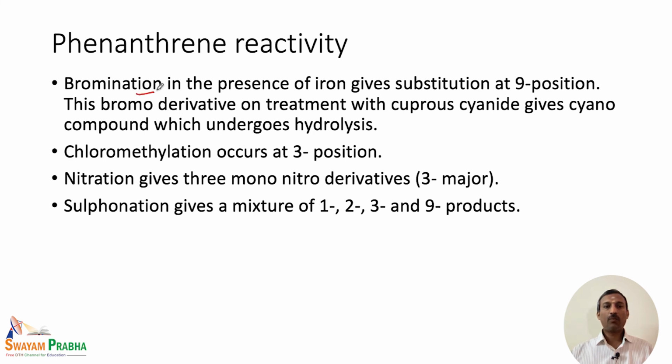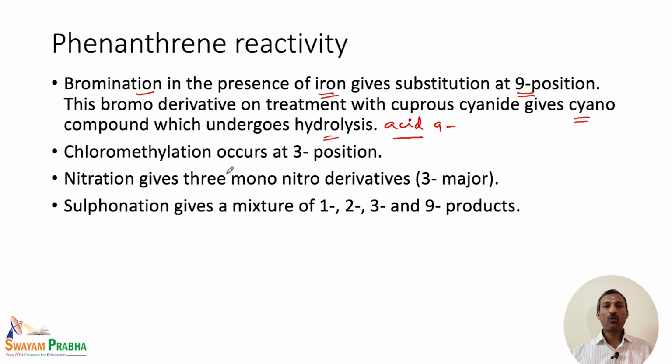We can look at the bromination reaction. When we do the bromination in the presence of iron, we end up with a 9 substituted product. This bromo derivative on treatment with cuprous cyanide gives the corresponding cyano derivative, and the cyano derivative can be hydrolyzed to give the corresponding acid. So we can form the corresponding carboxylic acid, that is 9 phenanthrene carboxylic acid, which can be prepared starting from phenanthrene using bromination, cyanation followed by hydrolysis.